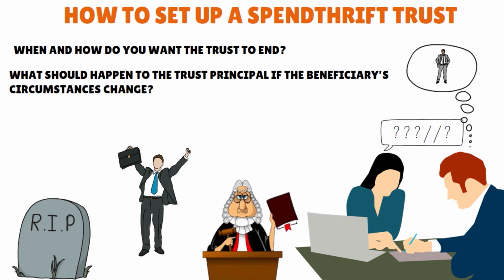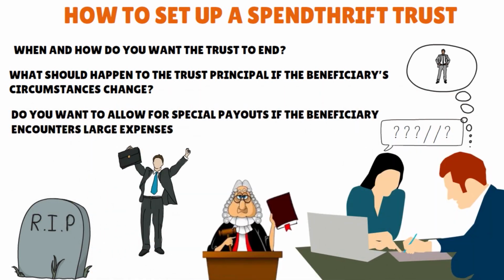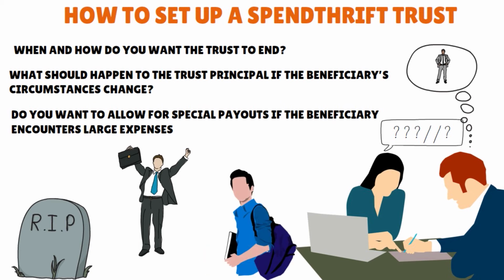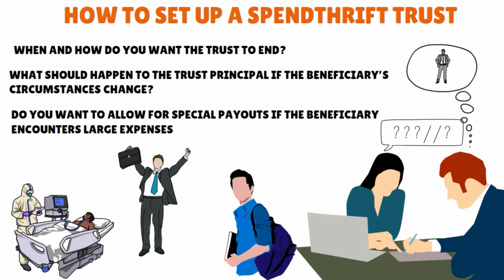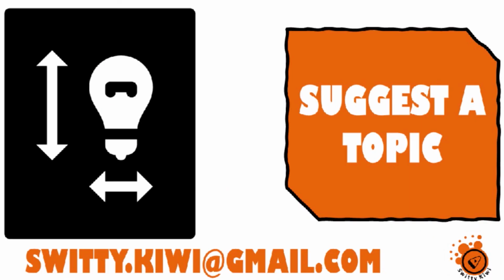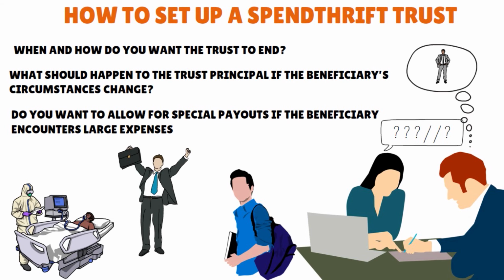Another question you want to consider when having a conversation with the lawyer is whether or not you want to allow for special payouts if the beneficiary encounters large expenses, such as enrollment in college or a long illness. So you have a regular scenario, which is every month the beneficiary gets some money from the trust principal, and you have an irregular or extraordinary scenario when stuff happens, when there is a big life change, a life event, and you want to think about what kind of special payouts, if any, you want to set up for those events.